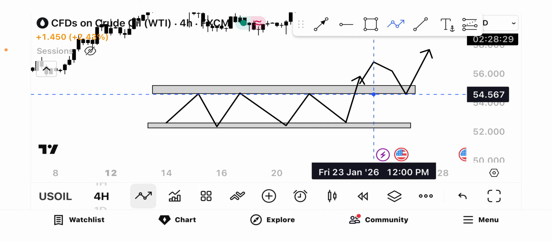For proper explanation, I'm going to explain what I just said again so you can understand. Let me just take this out. So what I said is that, guys, this is your resistance. This is where price is finding it difficult to break, and this is your support.